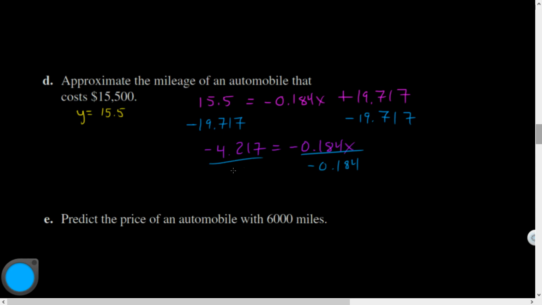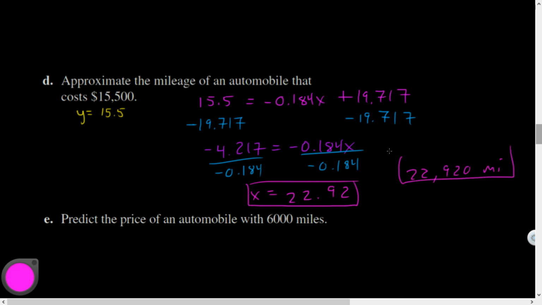So divide both sides by this. All right, here we go. Now we're getting interesting. I'm going to get x equals, divide this by negative 0.184, and I get 22.92. Now, what does that mean? That means 22,920 miles are on the car.